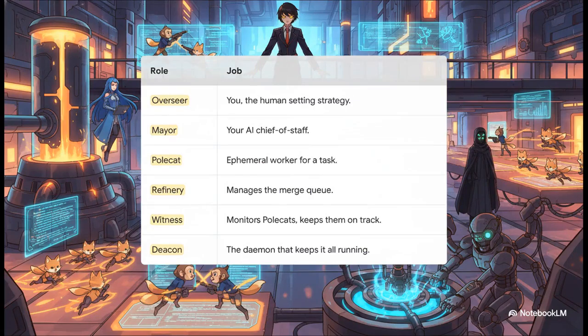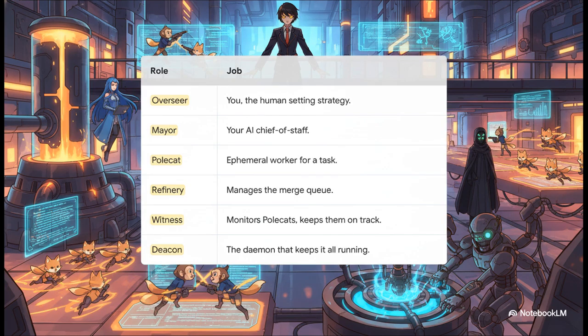And these aren't just generic bots. Each agent has a specific job. First, there's you, the human. You're called the overseer, and you set the big picture strategy. Your main AI point of contact is the mayor, who's like your chief of staff. Then you have polecats. These are awesome. They're disposable workers that spin up for one task and then just disappear. The refinery is absolutely critical.